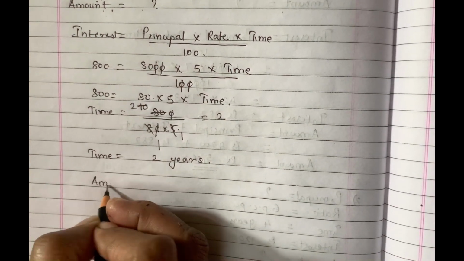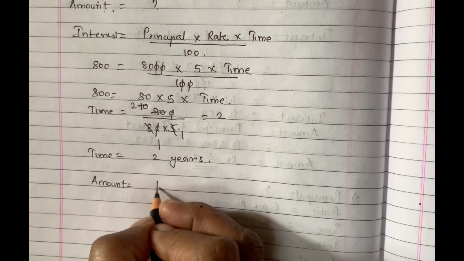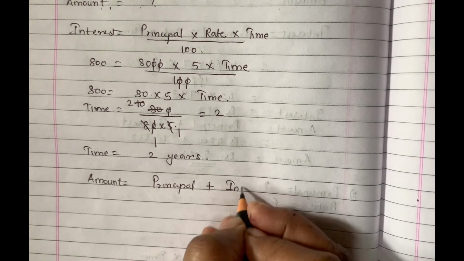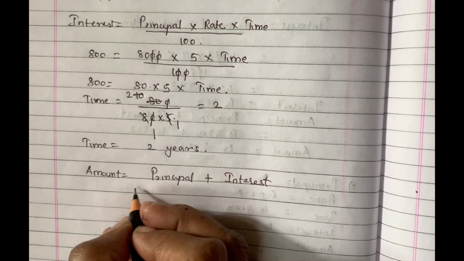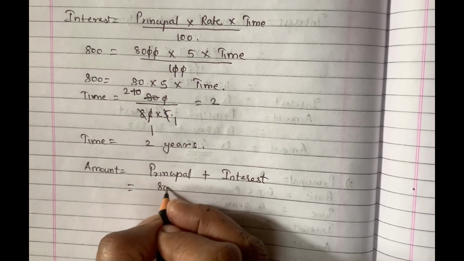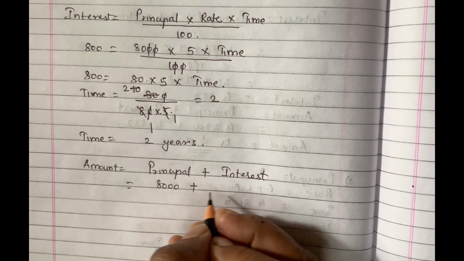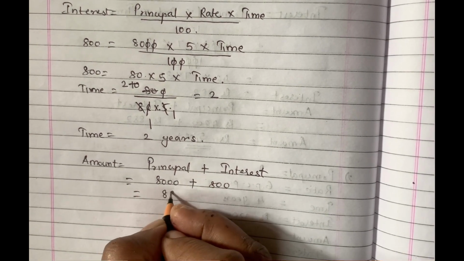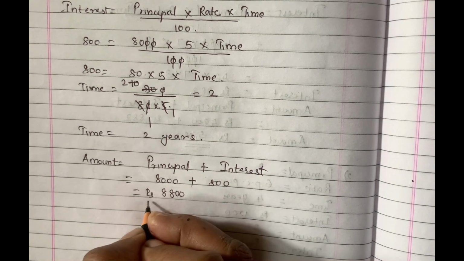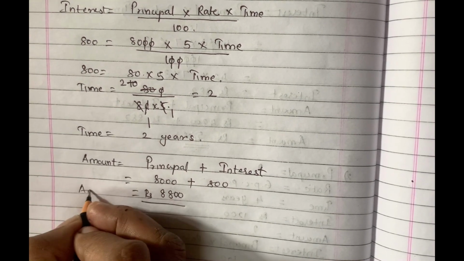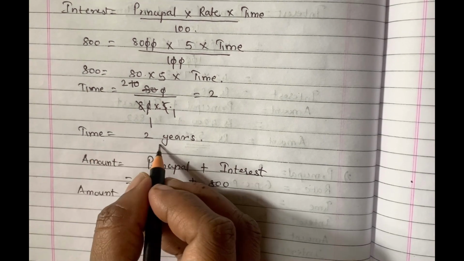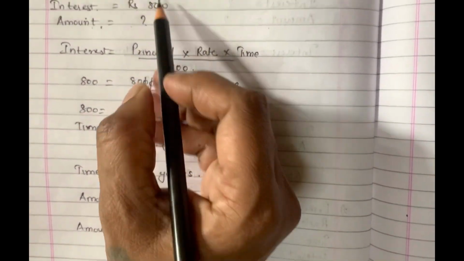Now we have to calculate amount also. Amount formula is what? Principal plus interest. So what is the principal? 8000. What is the interest? 800. So 8000 plus 800 is how much? 8800 rupees. So amount is how much? 8800 rupees, and time is 2 years. So we have calculated time as well as amount.